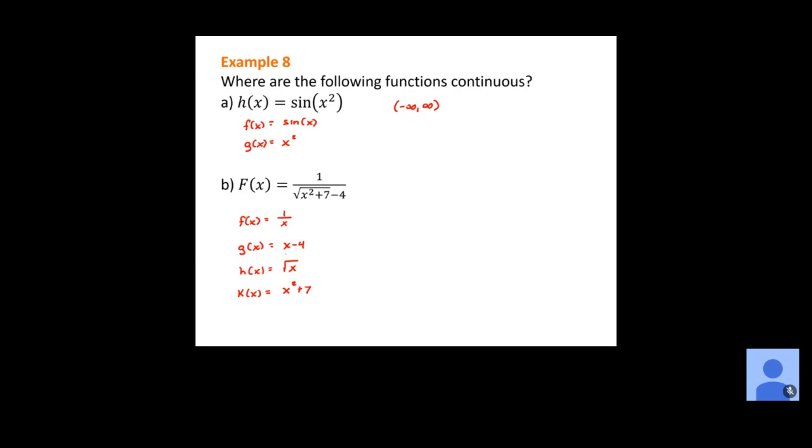Same thing with x minus 4. It's a polynomial. It's going to be continuous everywhere on its domain. Yes, the domain happens to be all real numbers, but all we're saying is that it has to be continuous on the domain of the function. Is the square root of x continuous on the domain of that function? So square root of x. Is it continuous on the domain?